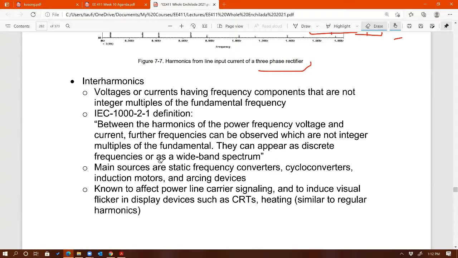They can appear as discrete frequency or as a wideband spectrum, right? The main sources of these are static frequency converters, cycloconverters, induction motors, and arcing devices.